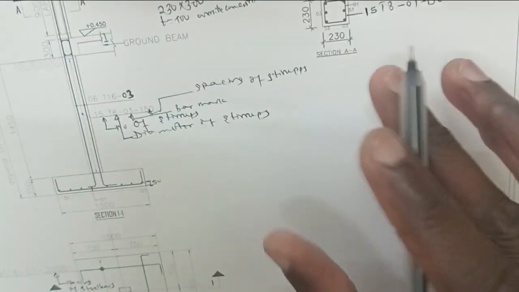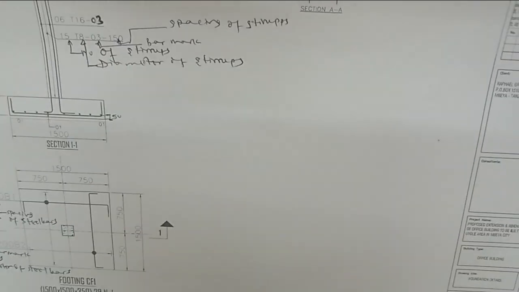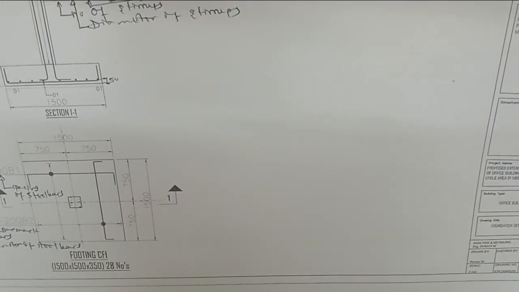Now, this is how structural drawings for column footing are interpreted.